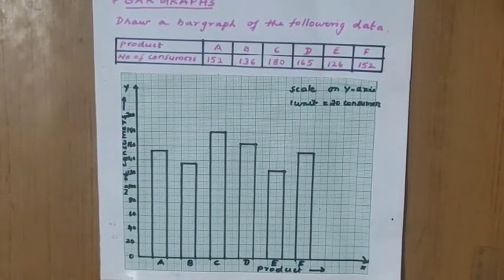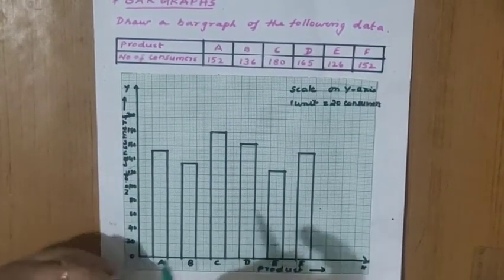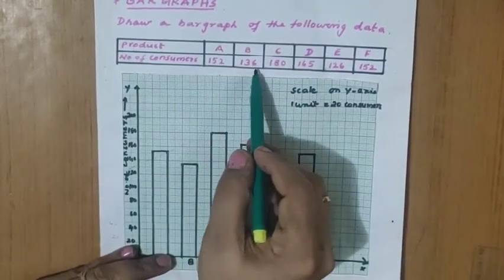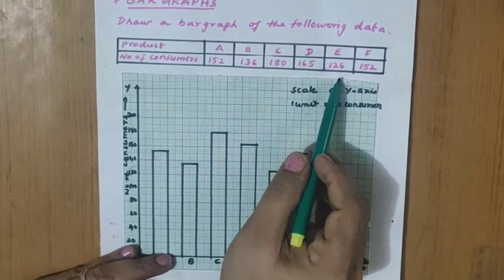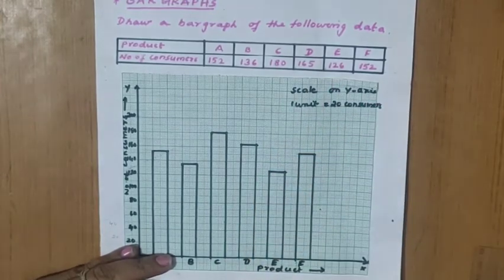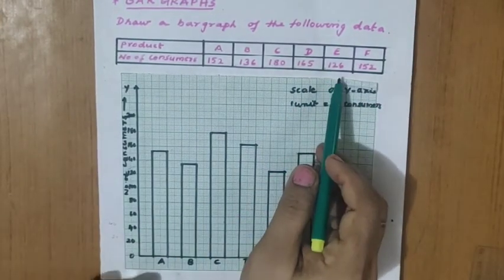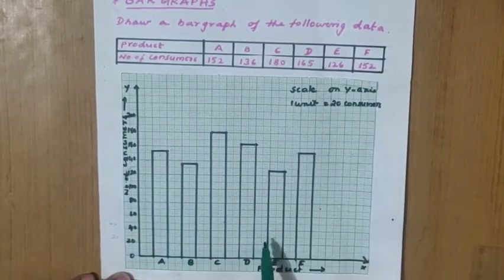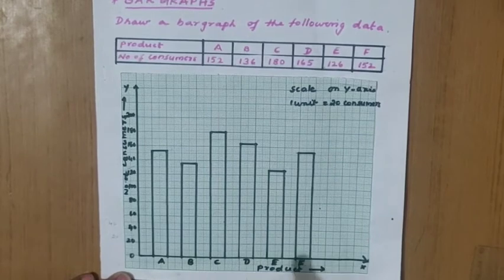Draw a bar graph of the following data. The products A, B, C, D, E, F, and the number of consumers 152, 136, 180, 165, 126, 152. Now here six types of categories are there. Based on that we can see that six bars are there.